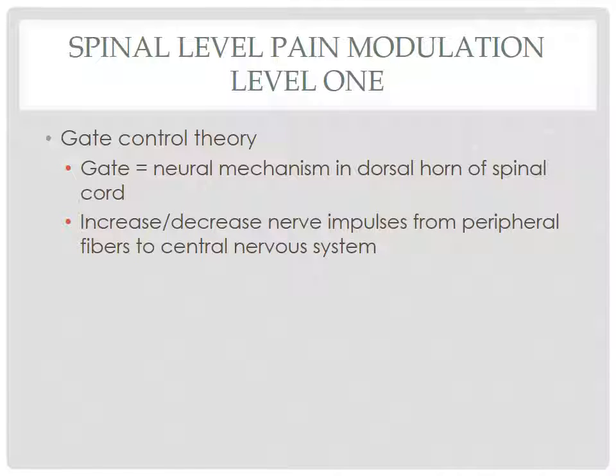So essentially the idea here is, and there are some pictures in this that are also in your textbook that will help explain this, if you could stimulate large diameter A beta fibers, which are your larger general sensory fibers, they could essentially cause this gating mechanism, or as they say, close the gate to pain through the dorsal horn of the spinal cord.